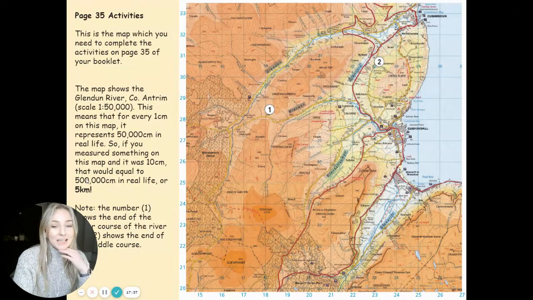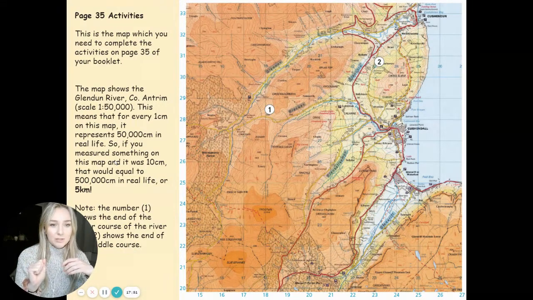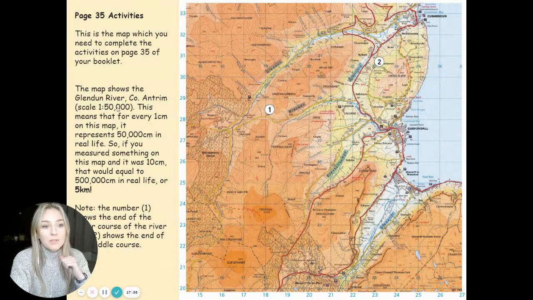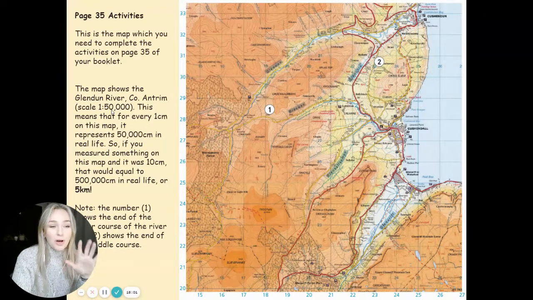Now 10 is a really nice number to get because all you need to do is add an extra 0. So that's why I've used 10 in this example. If it were, say, 5 centimetres, so you got your ruler, measured between 1 and 2, and it was 5 centimetres, you're timesing 1 by 5. So what do you need to times the 50,000 by? 5 as well. So hopefully that makes sense.